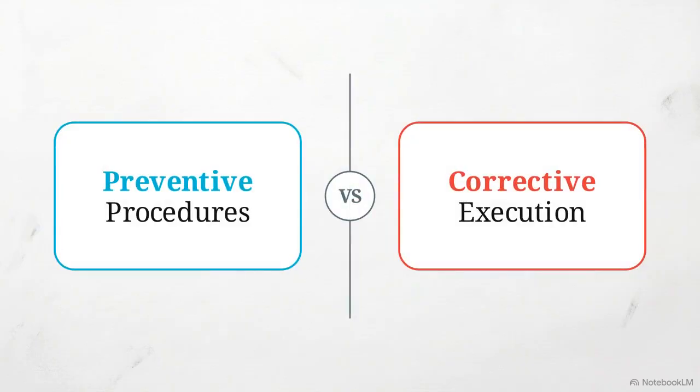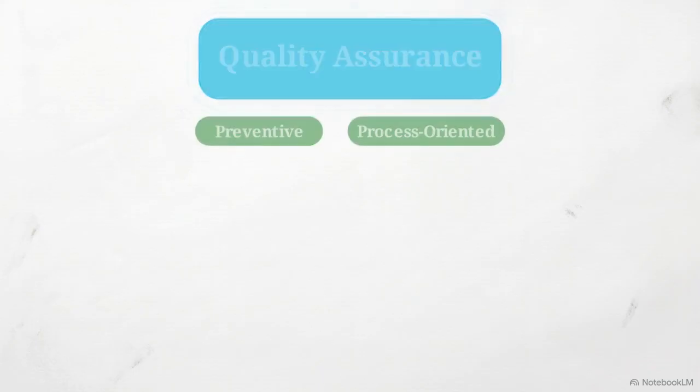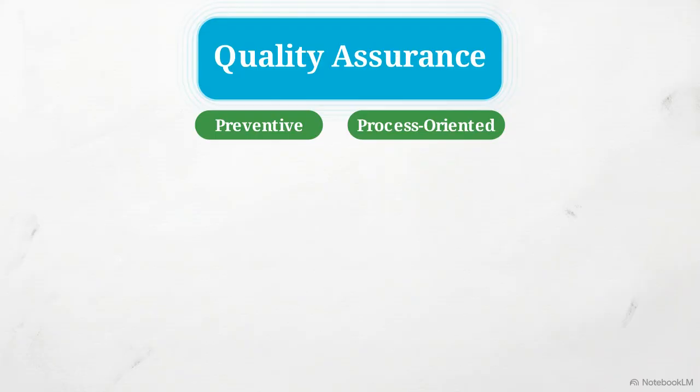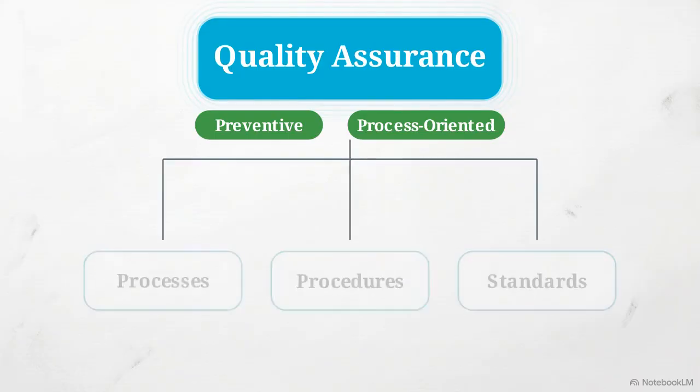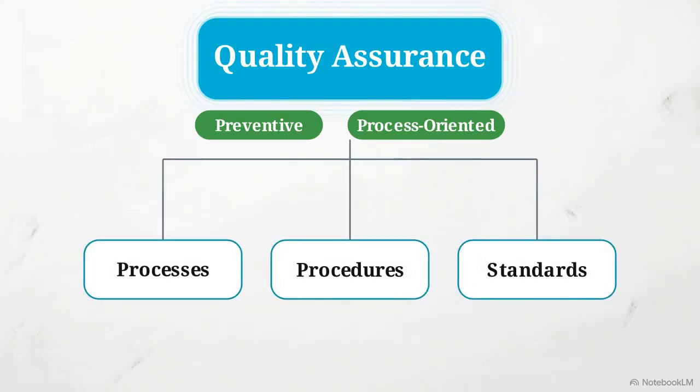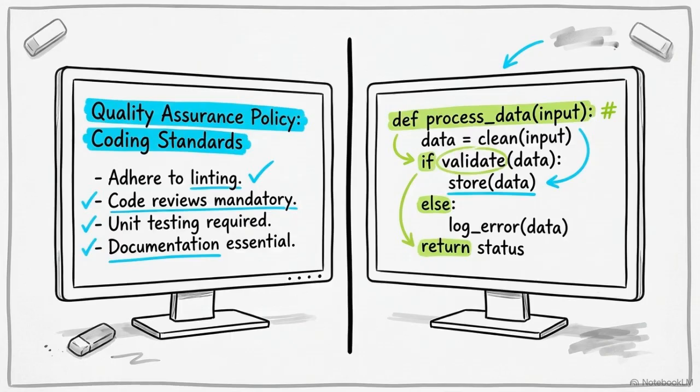The first major dichotomy separates preventive procedures from corrective execution. At the top of the quality management hierarchy sits quality assurance. It is entirely preventive and process-oriented, focusing on establishing the standards and procedures the team follows during development. QA operates with strict boundaries. It ensures that proper procedures are implemented, but never involves executing actual software to find bugs.